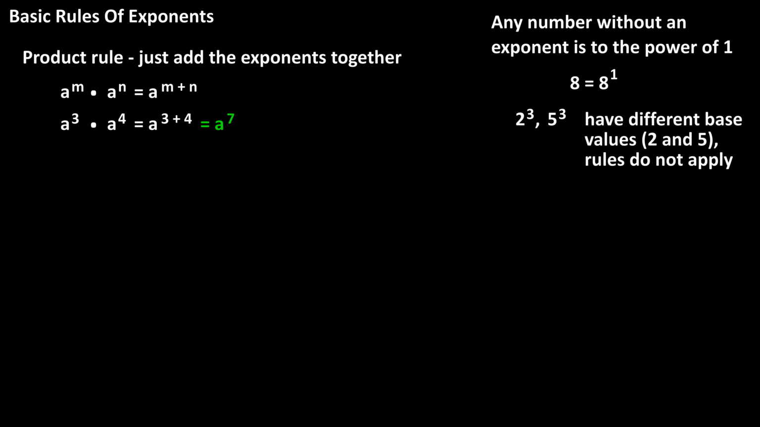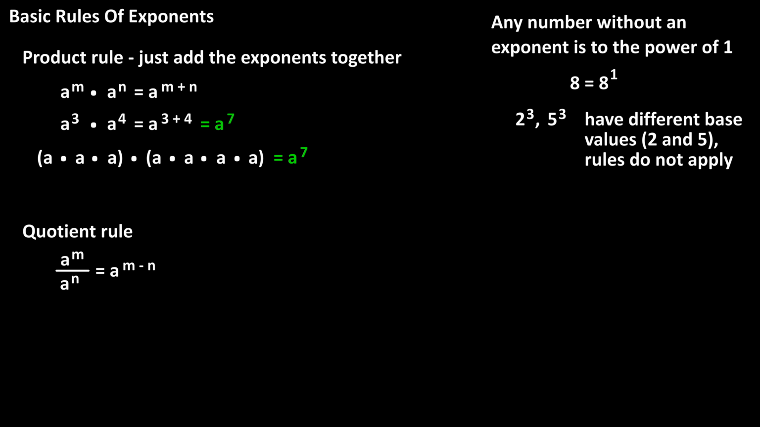And if we write this out, we have a times a times a for a raised to the 3, times a times a times a times a for a raised to the 4. So we have a times itself 7 times, which is a raised to the 7. Same answer as before.